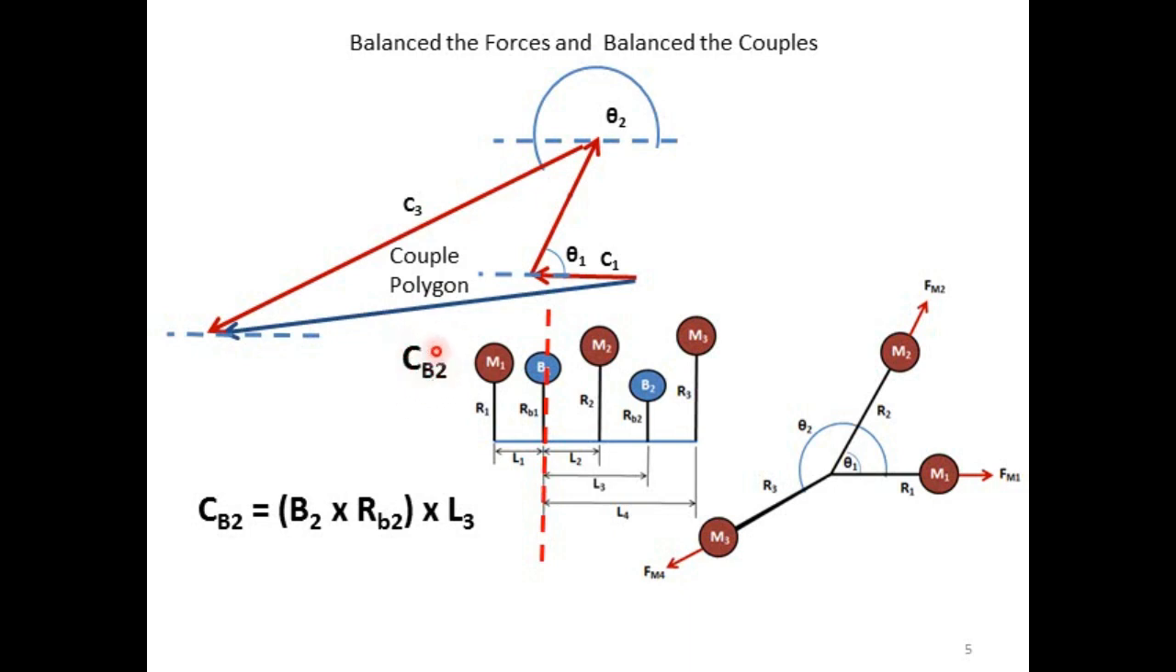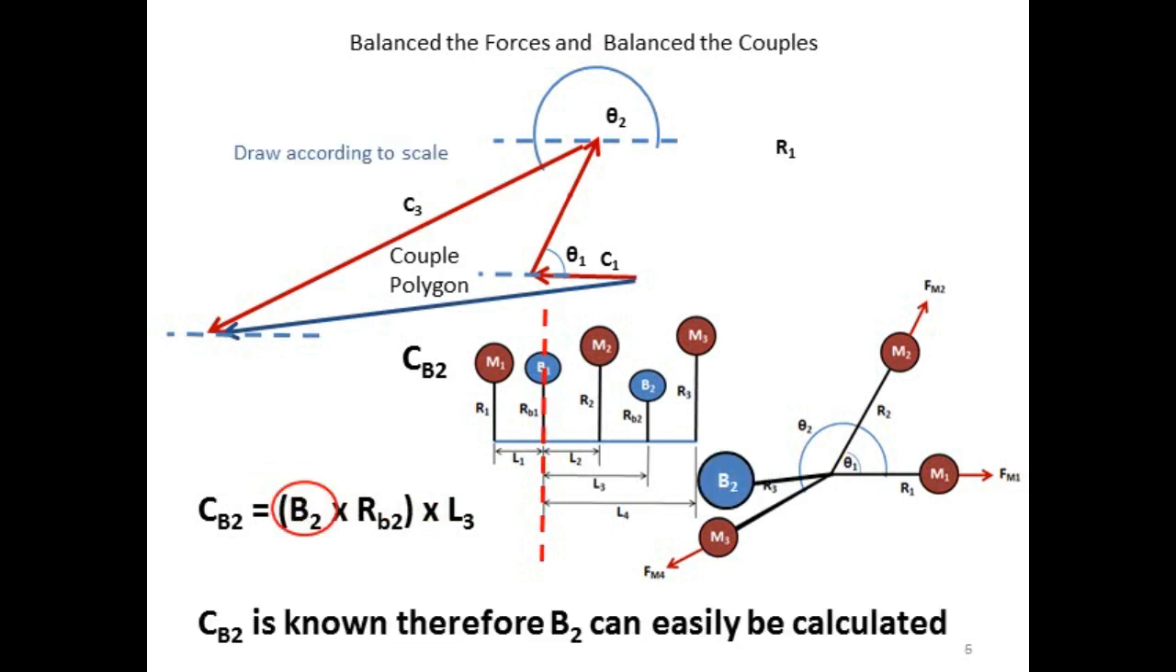If the magnitude of CB2 is known, then we can find the mass B2. RB2 is already known. L3 is known. The only unknown is the balancing mass B2. If all the others are known, CB2 is known by this polygon method. We divide the magnitude CB2 by RB2 into L3. So what we'll get? B2 is now known.